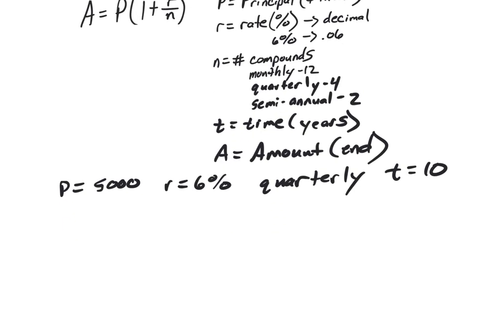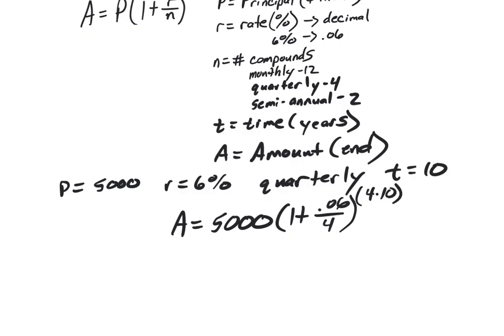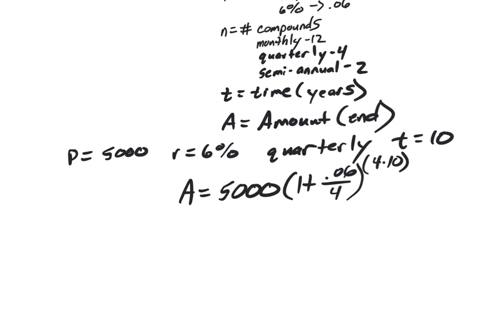We're going to put this into our calculator. Make sure you change that 6% to a decimal. Quarterly means 4. And then my exponent would be 4 times 10. Okay, you can try putting this all in at once. If you would get your calculator out, let's just try putting this in. You can try putting it in all at once.